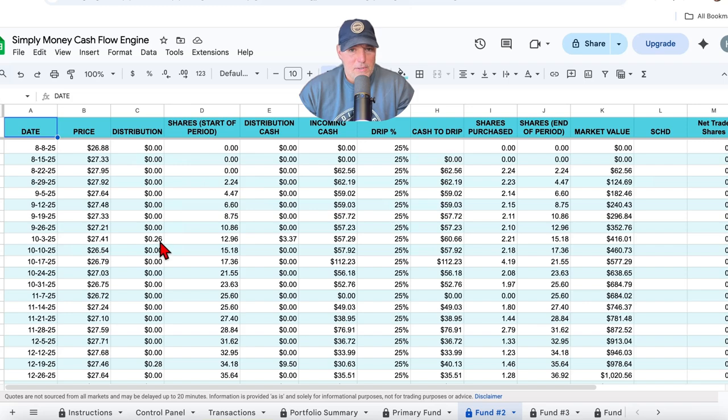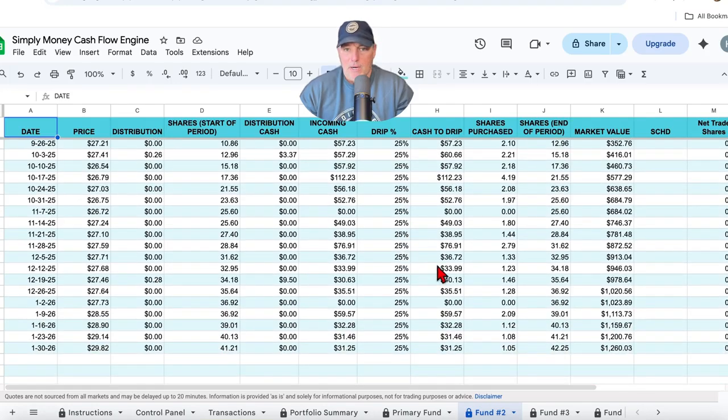We come down here, you can see the distribution from SCHD. So you have your number of shares you started with. You have your distribution cash, so that's from SCHD's distribution. And the incoming cash is from your primary fund. It's the percentage you chose to send over. And then this is the cash that you can buy that's combining the two of these. This is how much you're investing and buys you this many shares, and again, your accumulation.